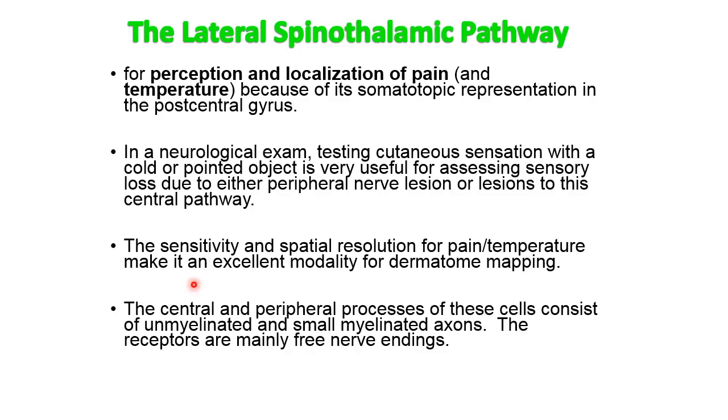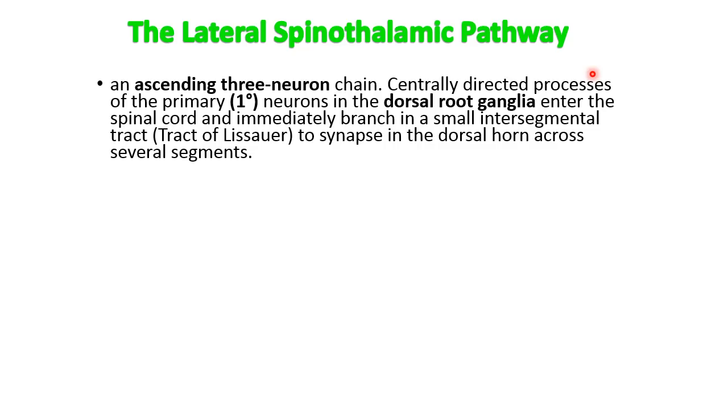Both the central and the peripheral processes of the cells in this pathway consist of thin axons, many of which are unmyelinated, and some small myelinated fibers. The receptors are principally free nerve endings. The lateral spinothalamic pathway is an ascending 3-neuron chain, just as the dorsal column lemniscal pathway.